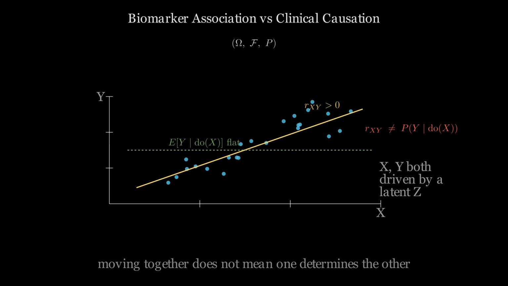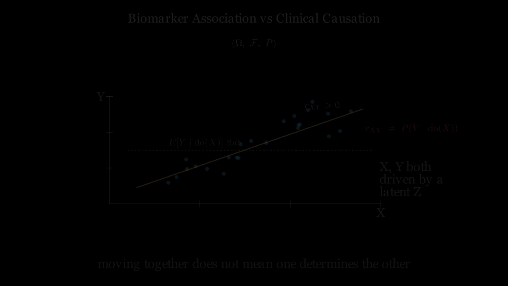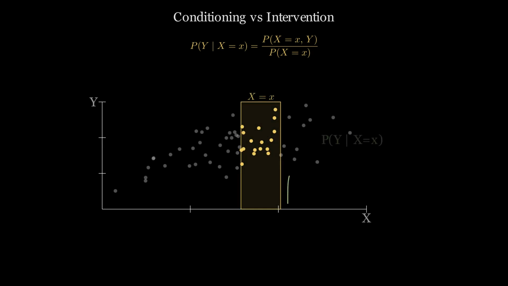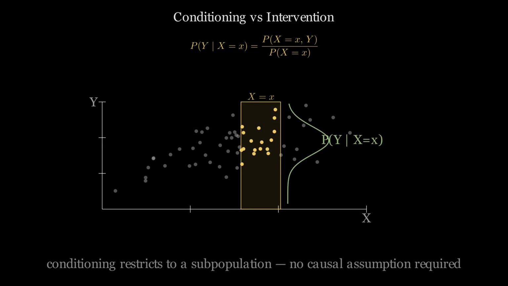A biomarker association can be high even when there is no causal treatment connection. The direction of clinical causation cannot be read from an association alone. Conditioning on a treatment observation means restricting attention to patients who received that treatment. This produces a patient subgroup that was not selected randomly. Conditional clinical probability describes what co-occurs in that subgroup. It does not describe what would happen if you assigned the treatment to all patients.